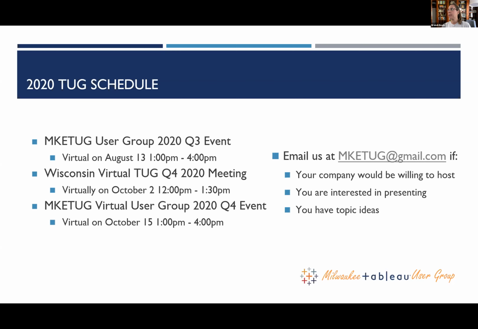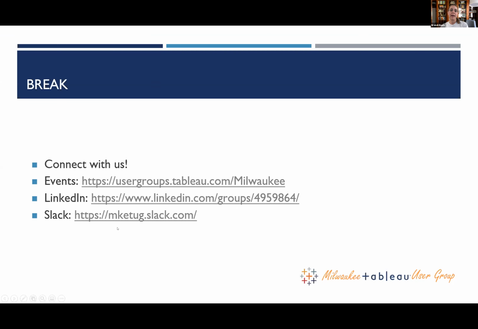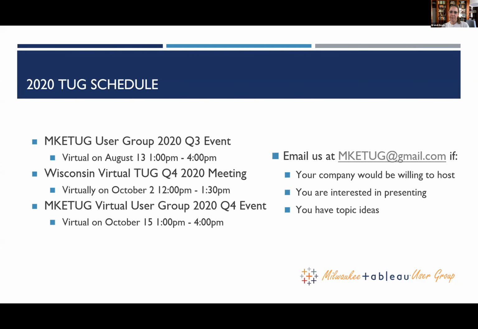Great question. The usergroups.tableau.com/Milwaukee link that I posted right near the break, that splash page actually has all of the events, both the Milwaukee and the Wisconsin events on there, which is why it's a little confusing. But both events for both groups are there. Excellent. Okay. And then we have our final Q4 rounding it out October 15th.